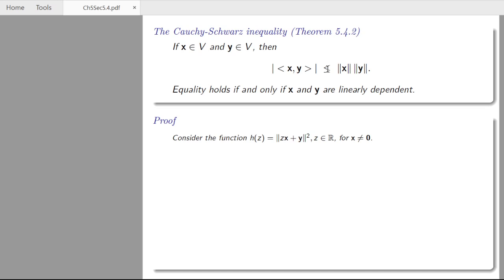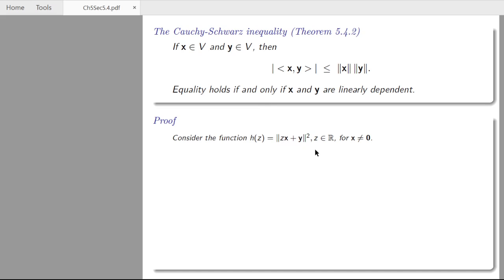Now, we proved the Cauchy-Schwarz inequality when V equals Rn. In that case, the inner product is the scalar product. Now we're going to prove this inequality when V is a general inner product space. We're going to use a different proof, different from the method in the textbook. We use the same idea we used for the case when V equals Rn.